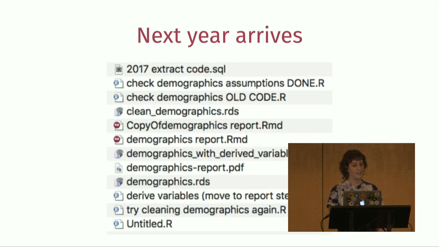that looks like this. So I come back to my code, and I'm like, OK, so we got check demographic assumptions done, check demographics, old code. Then we have demographics report, copy of demographics report. We've got try cleaning demographics again, untitled.r. And so I'm like, yeah, I'm a pretty organized person. But I come back to this, and I have just no idea where to start.